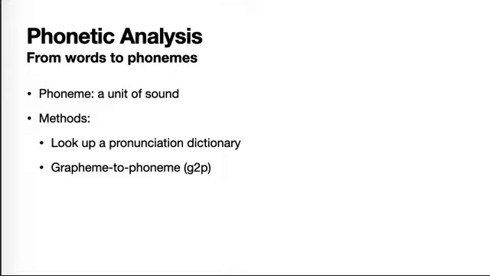Next, we'll talk about phonetic analysis. This is the step that converts from words to phonemes. So a phoneme is just a unit of sound. This is also sometimes just referred to as a phone. There are two different methods. We can either look up a pronunciation dictionary or use what's called a grapheme to phoneme algorithm, or G2P in short.